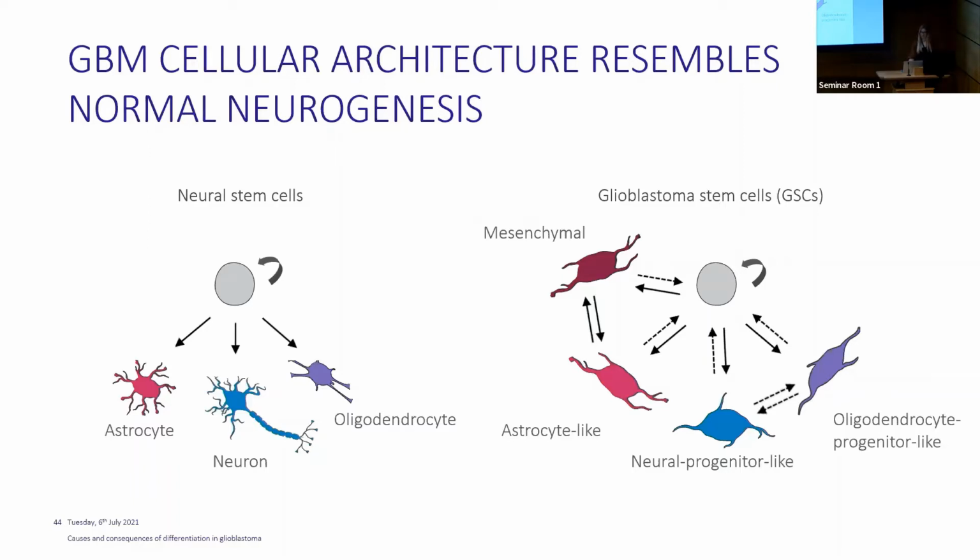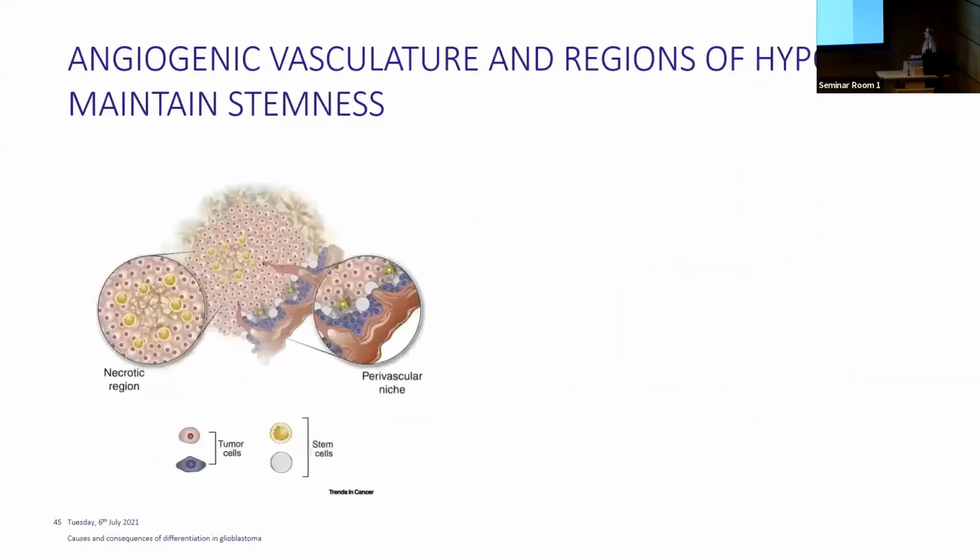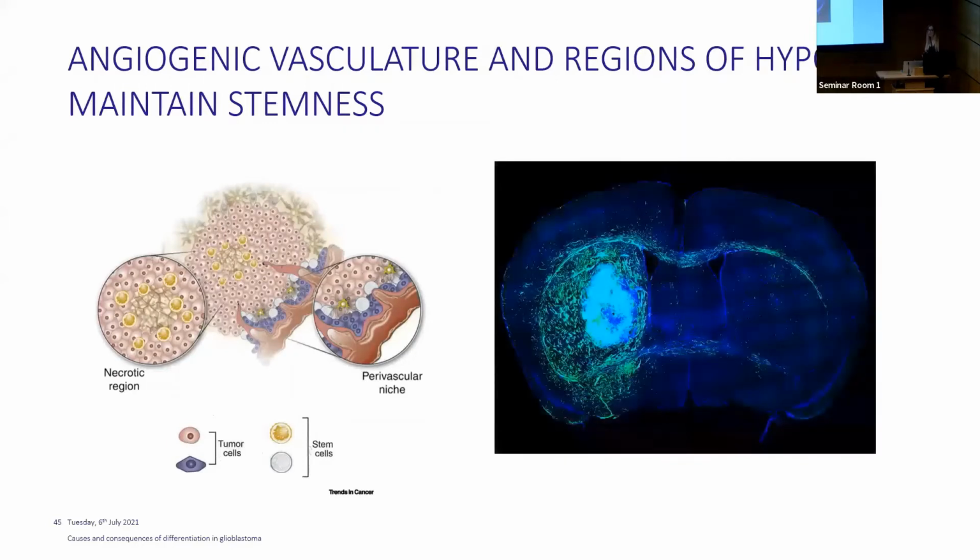So what does control differentiation? As I alluded to when talking about the mesenchymal cells, the microenvironment plays a really important role. We know from the literature that both regions of hypoxia and angiogenesis can drive cells to a more stem-like state. But the majority of studies have really focused on understanding the bulk of the tumour.